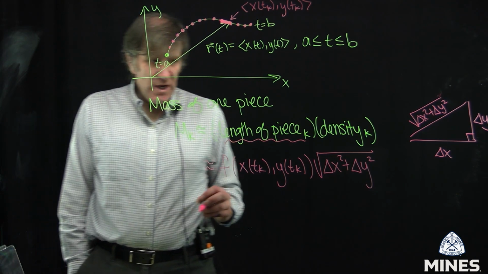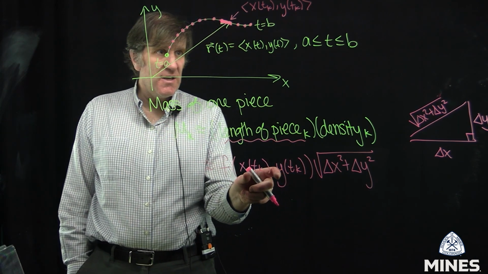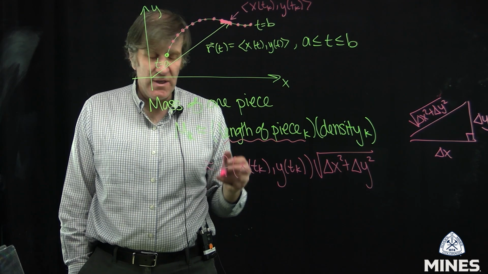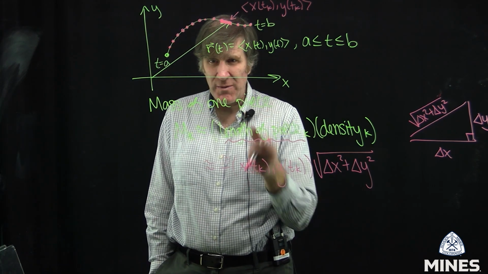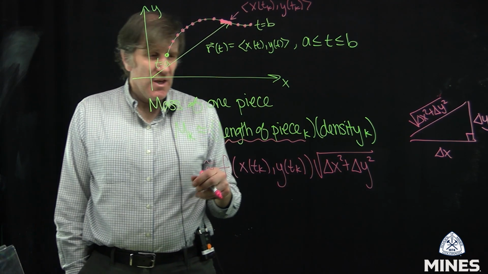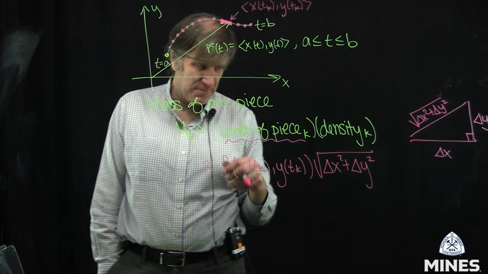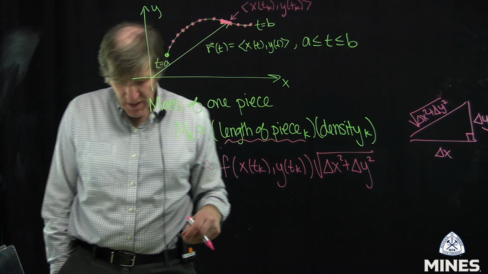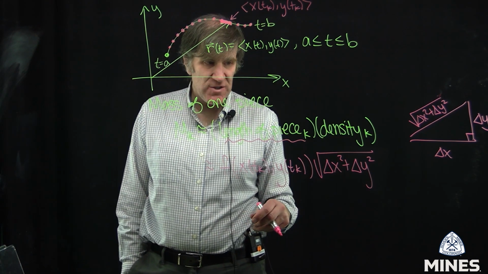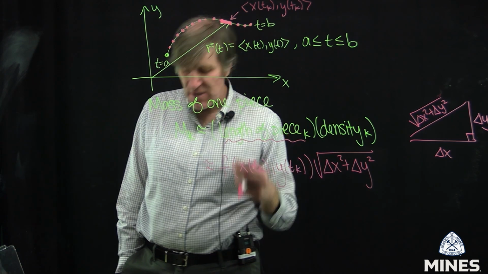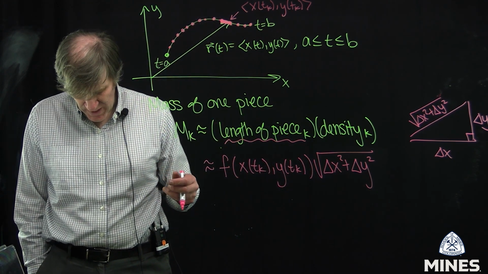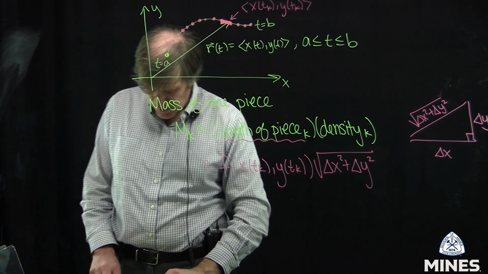That's still an approximation because the actual density varies over our piece. It's not the same from one end of the piece to the other, but we're approximating it because it's just a little piece, so it's approximately a constant density. And then we do have this length, which was also an approximation of the length of the segment, but a good approximation, especially if the segment is very small. So that's why we have an approximation here.